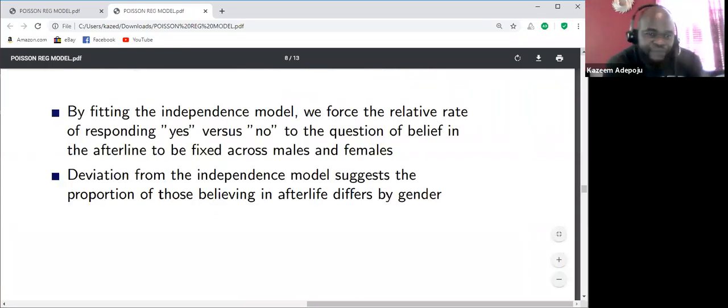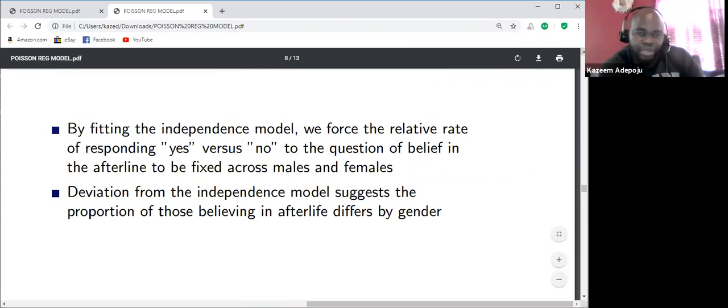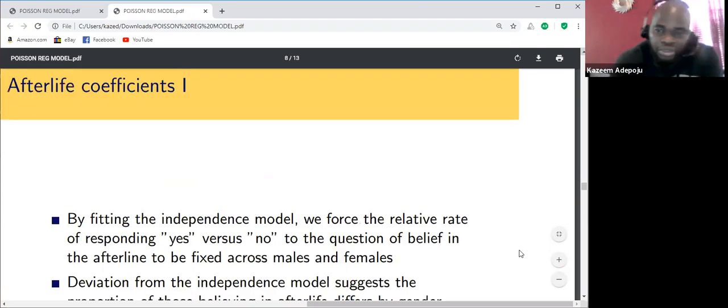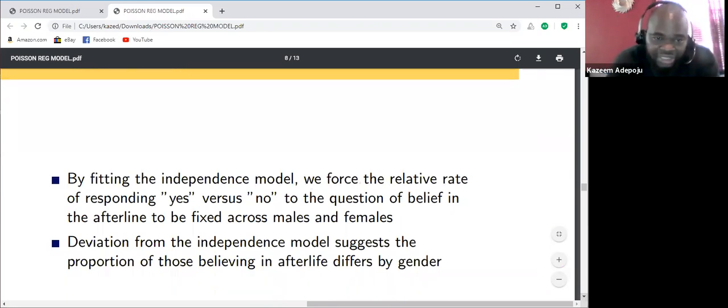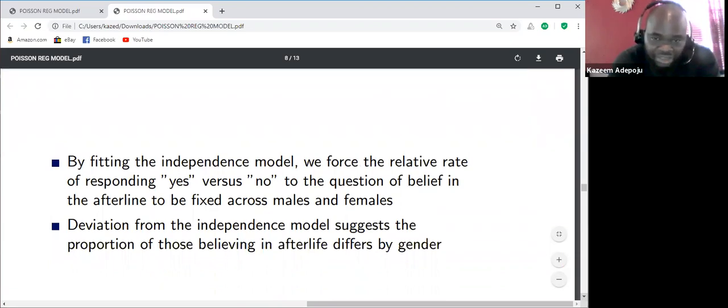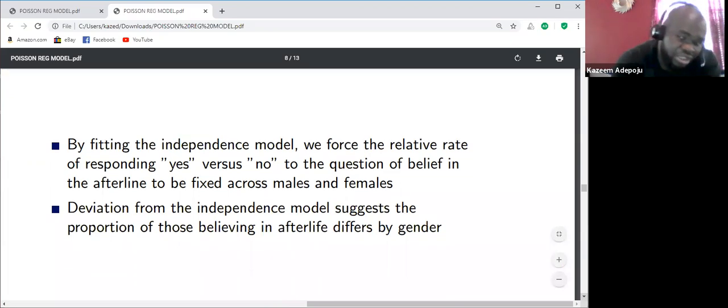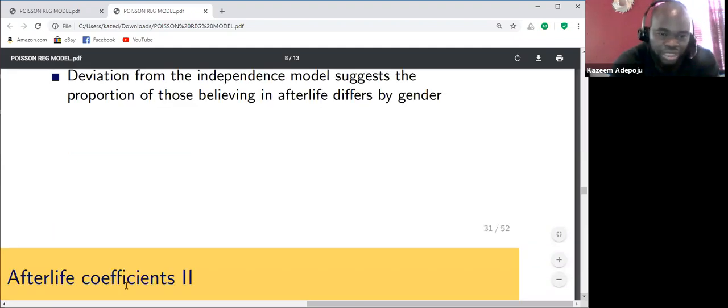By fitting the independence model, we are talking about the afterlife coefficient. By fitting the independence model, we force the relative rate of responding yes versus no to the question of belief in afterlife to be fixed across male and female. Deviation from the independence model suggests the proportion of those believing in afterlife differs by gender. You can see that from the output that we got.